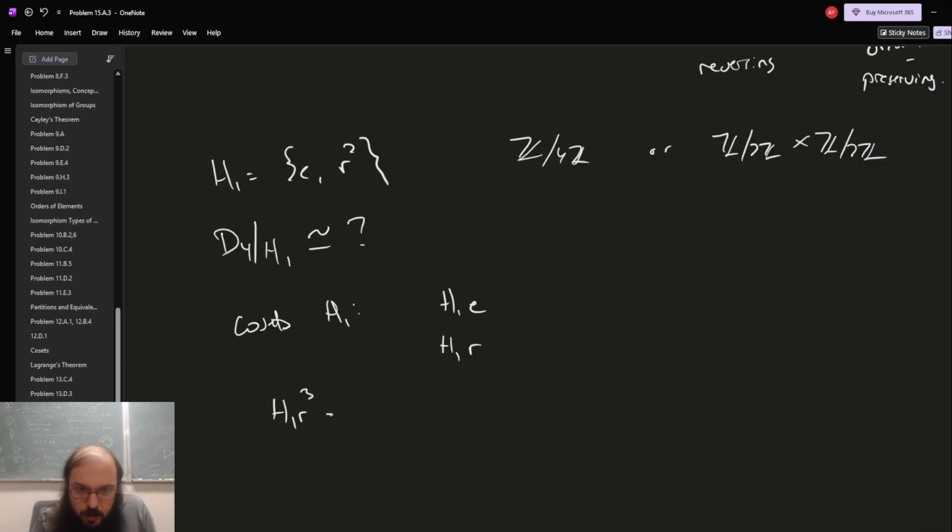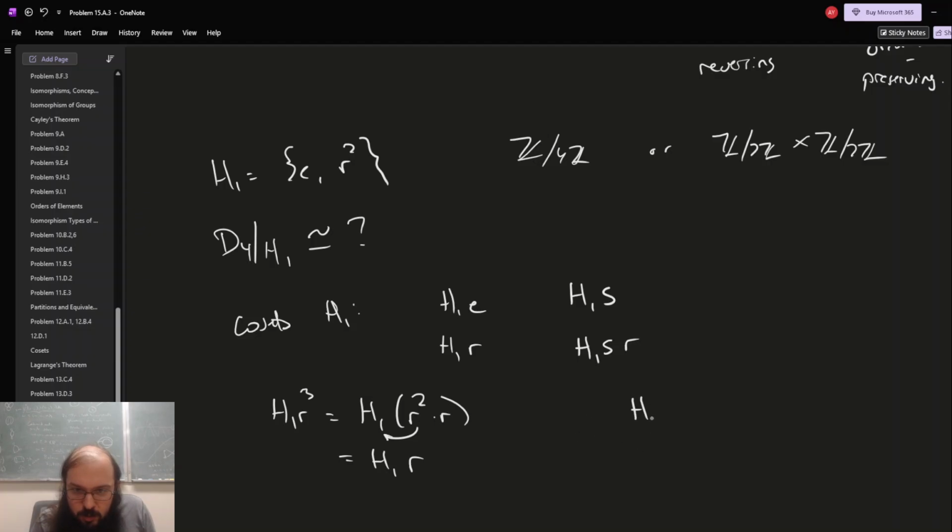What's this thing? Well, this is the collection of elements of the form things in H1 times R cubed. But what we see is that is the same thing as H1 R squared times R, or H1 R. So H1 R cubed is already here. So we got that taken care of. Then similarly, we have an H1S, and we have an H1SR, but not anything more than that.